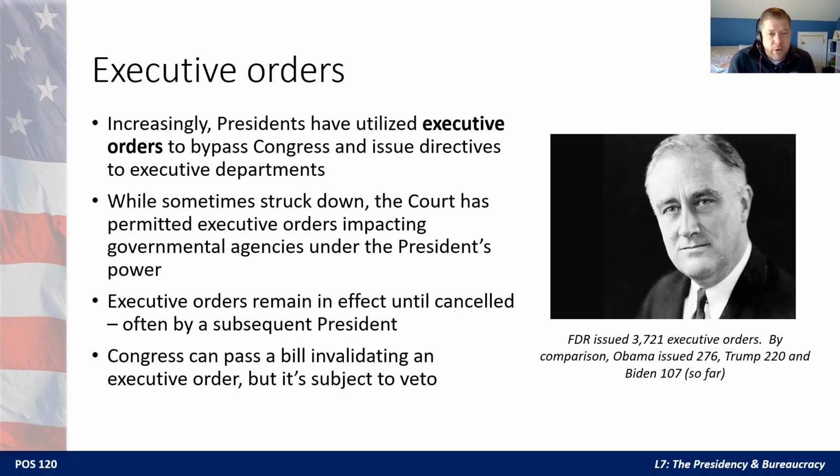Executive orders here. Increasingly, presidents have utilized executive orders to bypass Congress and issue directives to executive departments, and Congress really loves when they do this. So here's the deal. Congress is tasked with creating legislation, the laws of our land. The president oversees the actual agencies that execute the will of the government and actually do the things that affect us. So an executive order is essentially where the president goes to the cabinet head and says, I want you to do this thing.